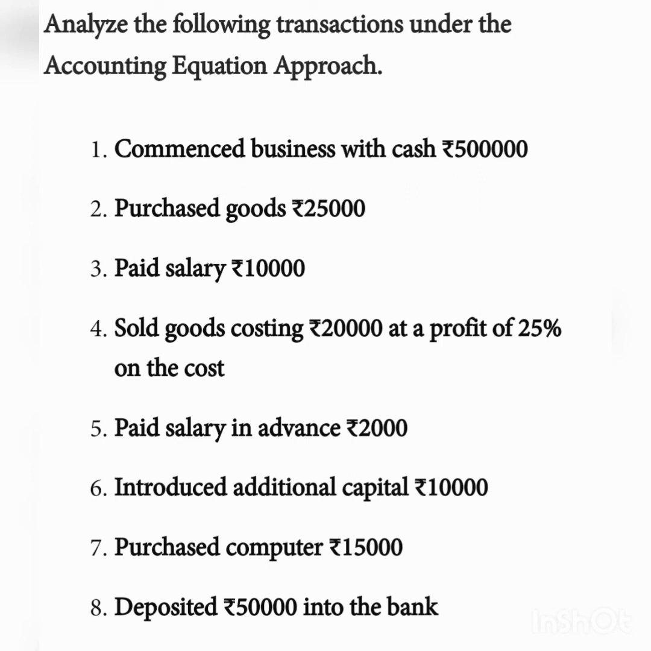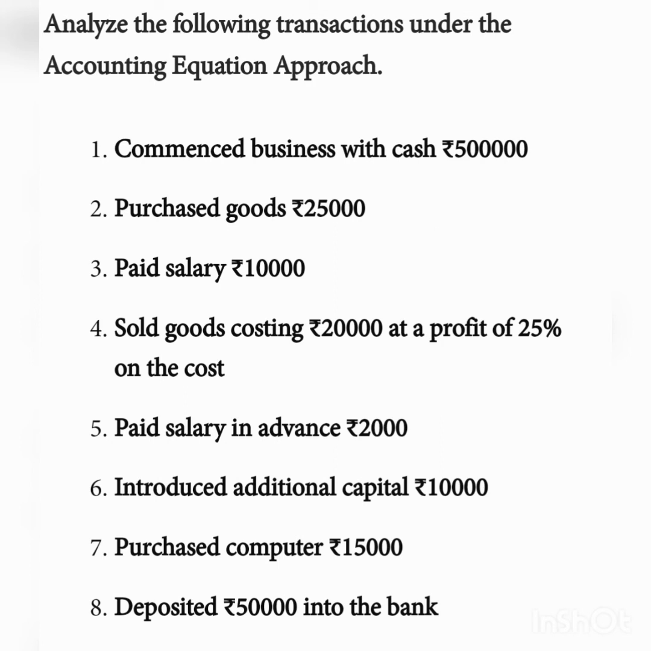The next transaction is deposited rupees 50,000 into bank. The two important accounts are bank account and cash account. There is an outflow of cash, at the same time inflow of cash in bank account. So add rupees 50,000 in bank account and deduct rupees 50,000 from the cash account. For recording this transaction, we want to open bank account on asset side.